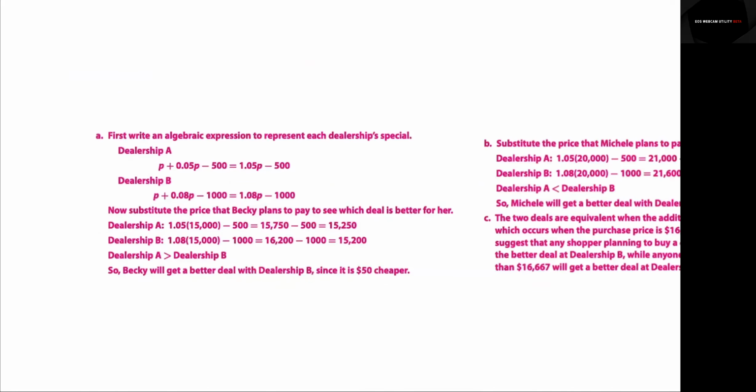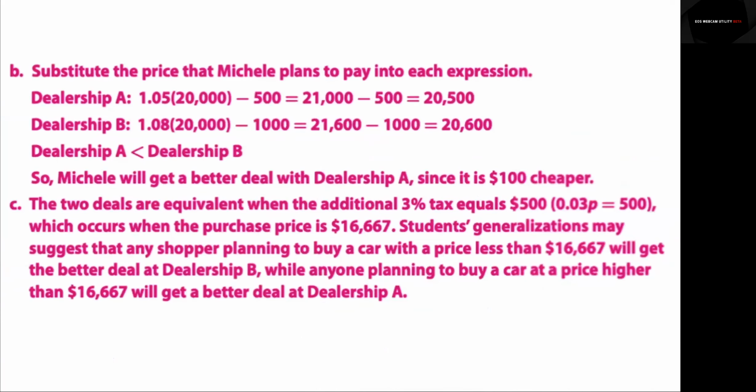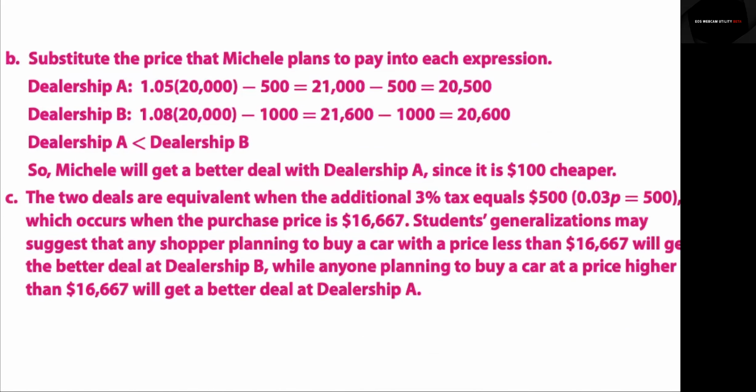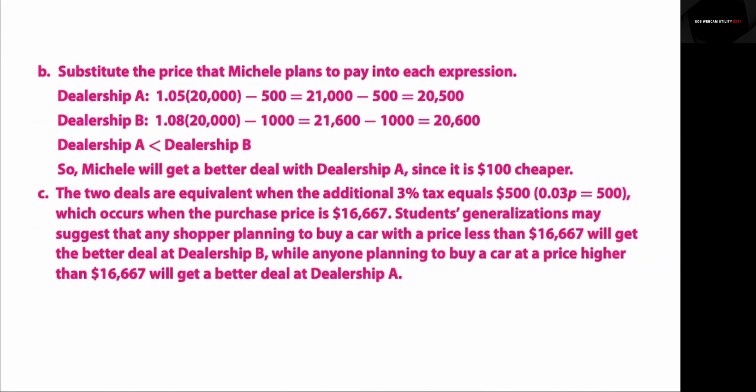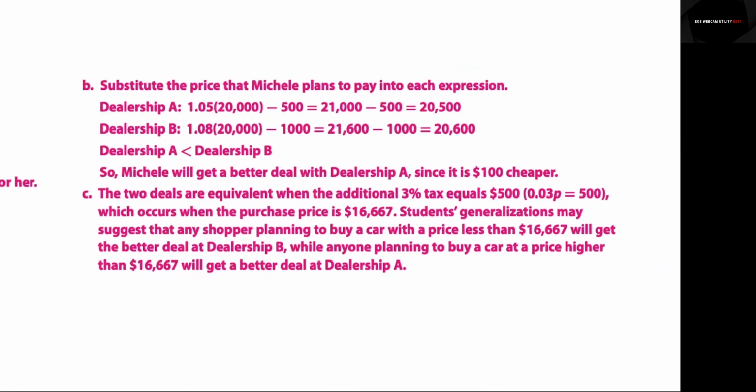Now, is that true for her friend, Michelle? Well, we plugged in 20,000 and it yielded 20,500 versus 20,600. So for this person, dealership A is actually less than dealership B. So Michelle gets a better deal by $100. So how do you do this? Now the question in part C is if the two deals are equivalent, when the additional 3% is 500, and so on. So it has an answer. But instead of just doing it this way, how about this?